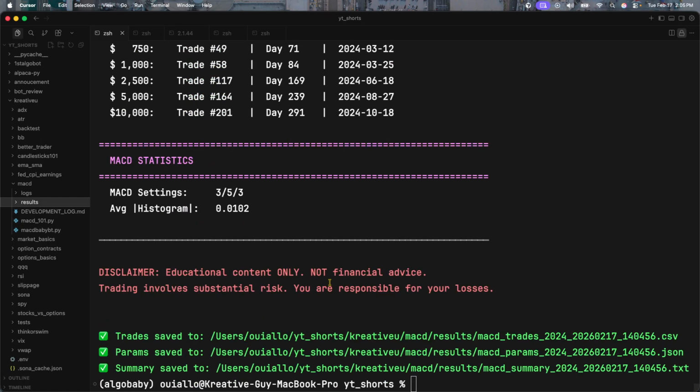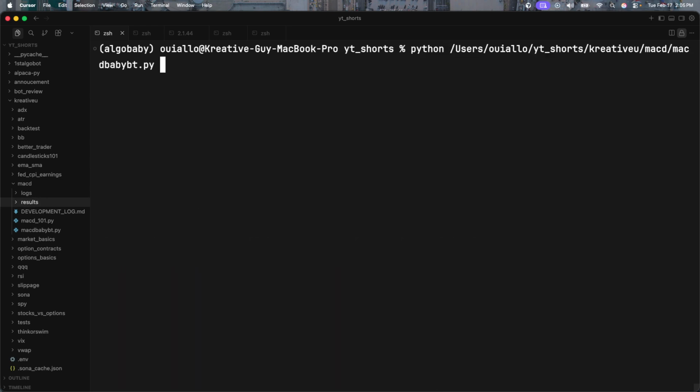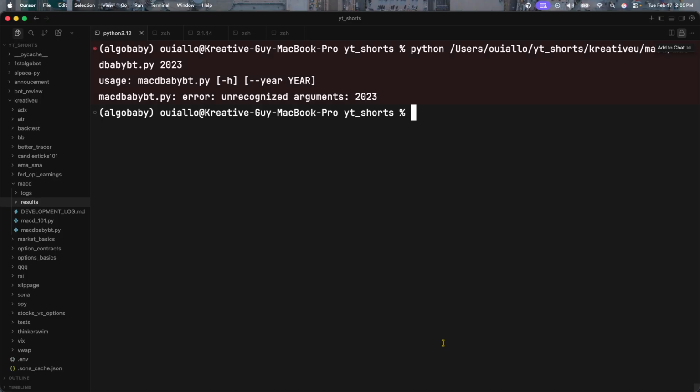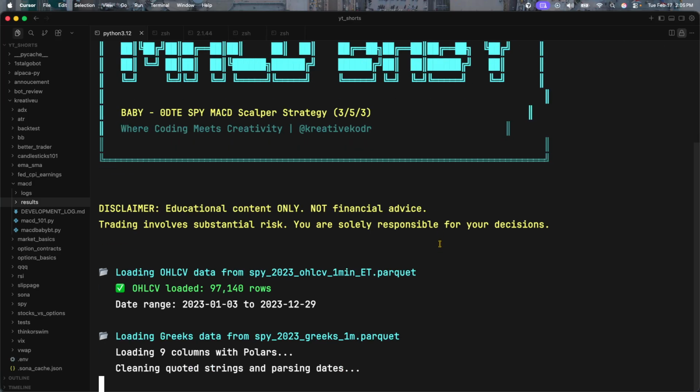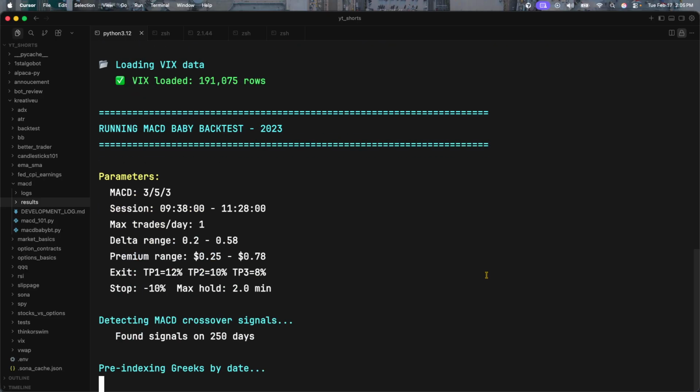Let's go run on 2023 now. So let's go see if we have consistency. Is it just 2023? Do I have to put year? I do have to put year. Okay. Year 2023. All right, bet, we're running it on 2023. Now, let's see if we have consistency. First time running it on 2023.